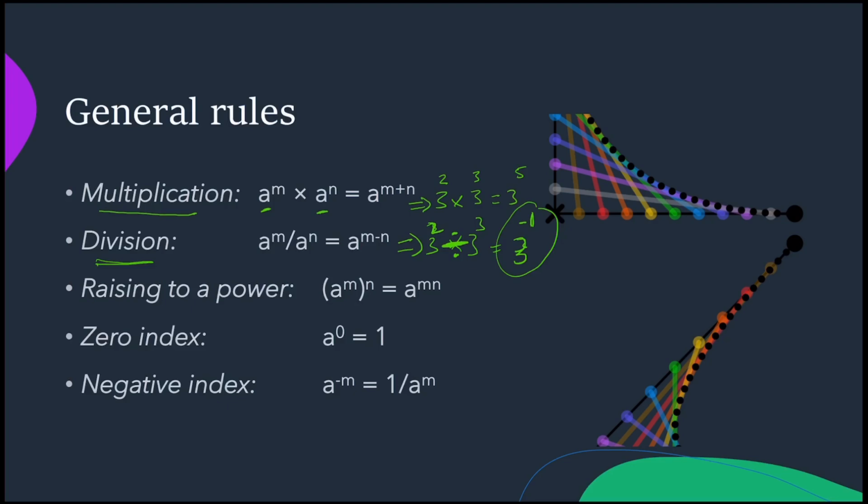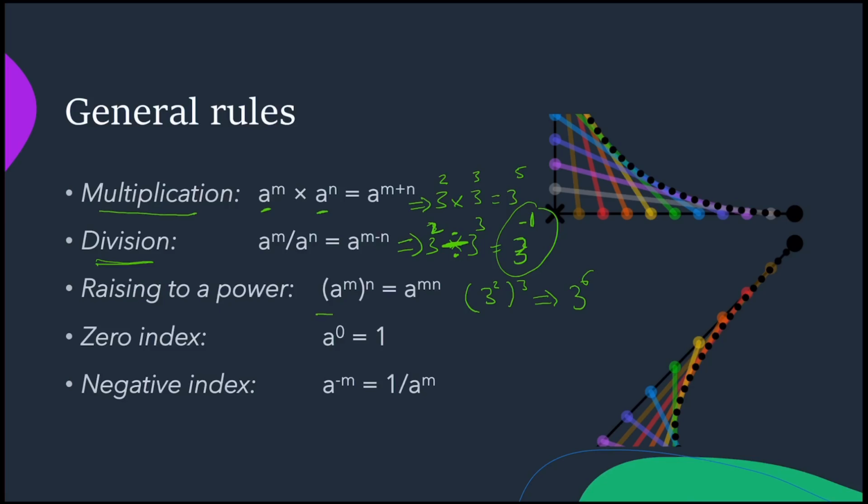Okay, raising to the power, for example, 3 to the power of 2, and the whole thing to the power of 3. This is, I assume, fairly obvious. Then you just multiply them. So it's not 2 plus 3, it's a multiplication. That means 3 to the power of 2 by 3, which is 6. So you multiply them. And then, of course, that means 3 multiplied 6 times.